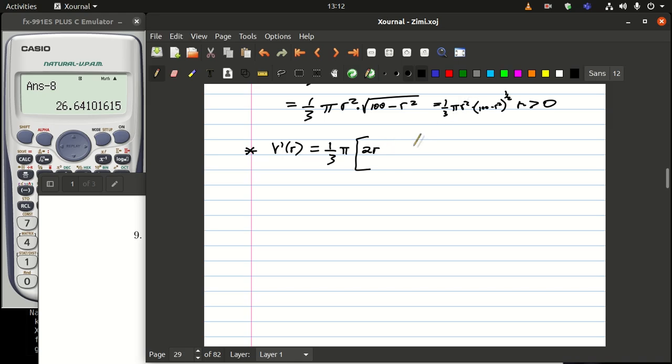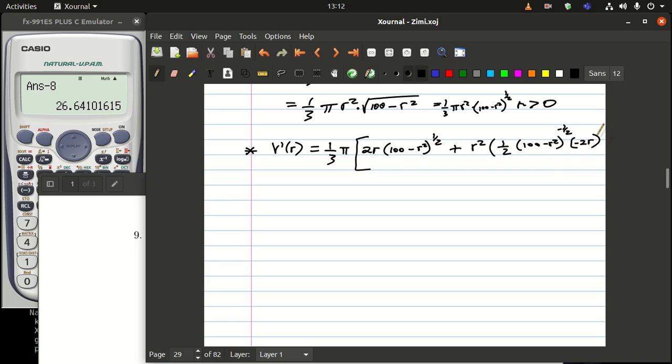So we're having 2r, and then we keep 100 minus r squared raised to 1 over 2, and then we say plus, and then we keep r squared, and then we take the derivative of this part here. So we'll end up having 1 over 2, and then 100 minus r squared raised to minus 1 over 2, the derivative of that, times the derivative of what is inside. So it's going to be minus 2r.